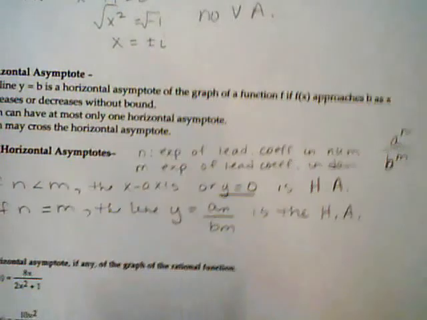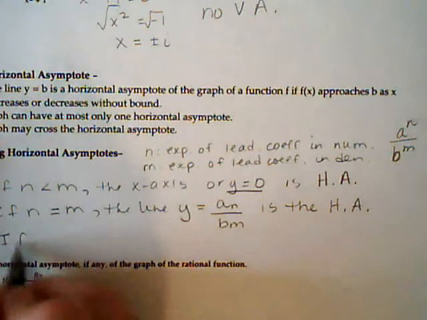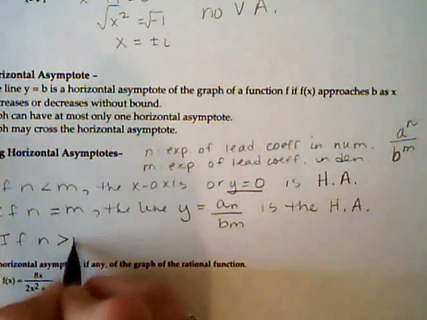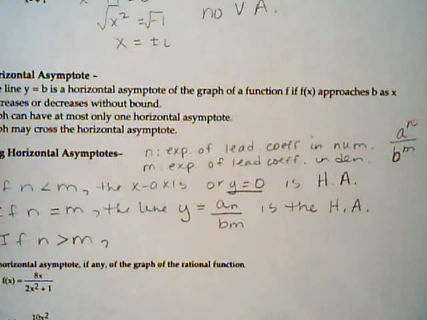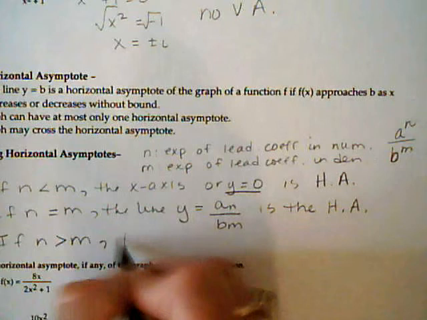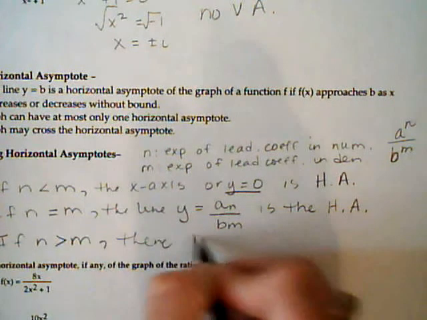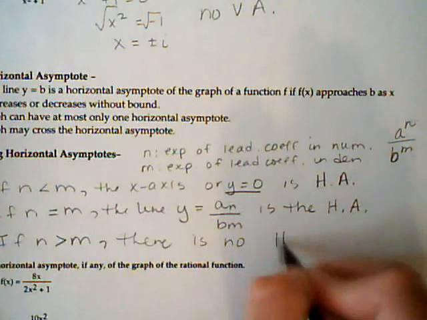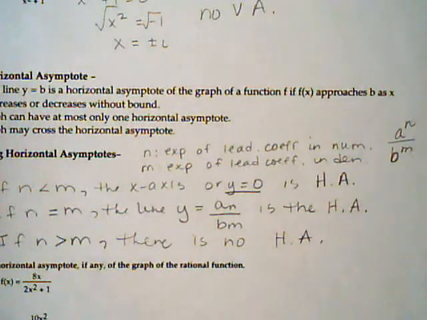Okay, and the third choice is if n is greater than m. If the degree of the numerator is larger than the degree of the denominator, there is no horizontal asymptote. Okay, so the next few examples will be one of each type. What can happen in each of these three cases?